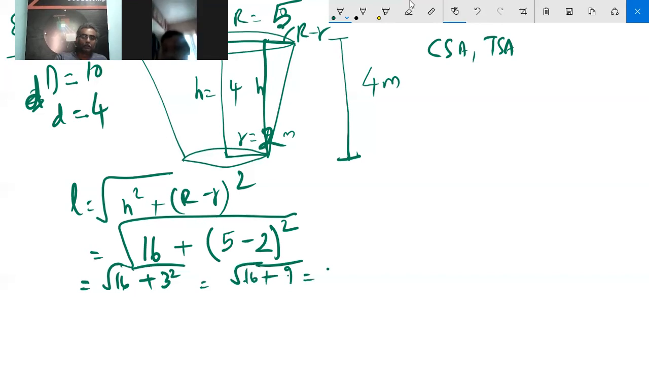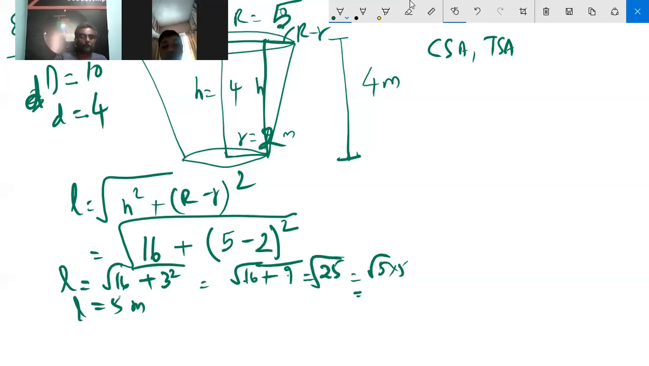Tell me the answer. 16 plus 9 is 25. Very good. We are taking so long. So L is equal to root of 25. What is root of 25? It's 5 into 5. So L is equal to 5 meter. We found it out.